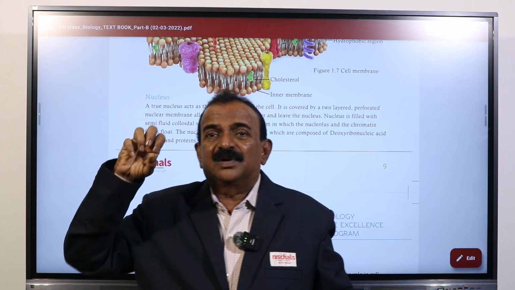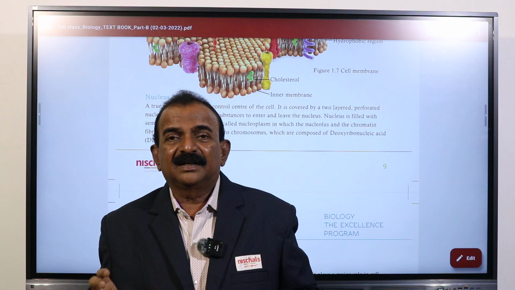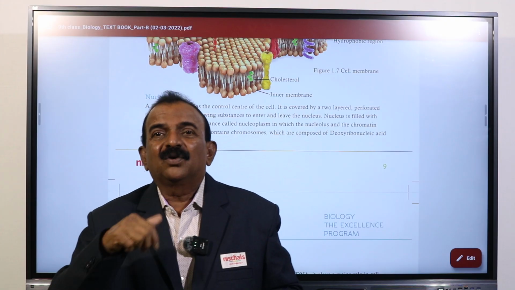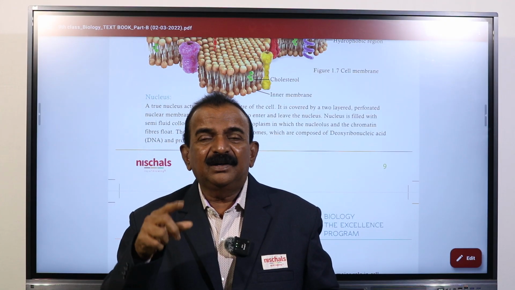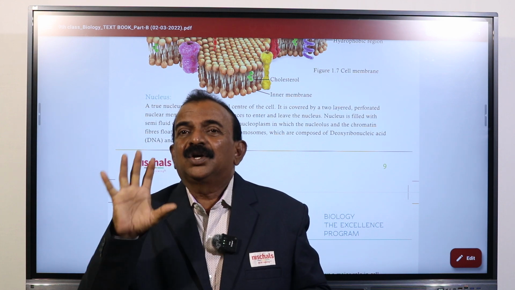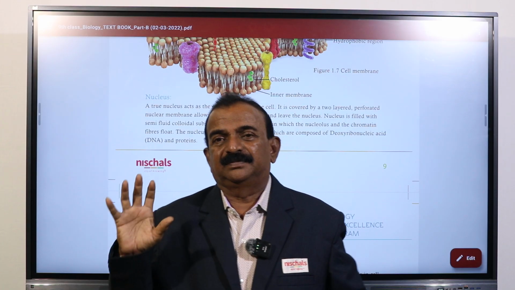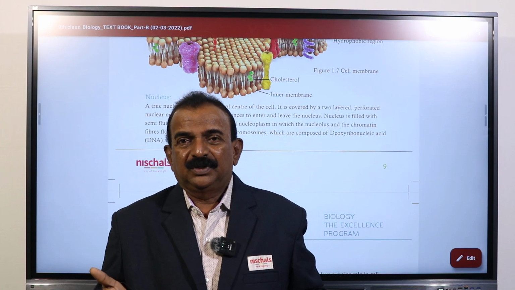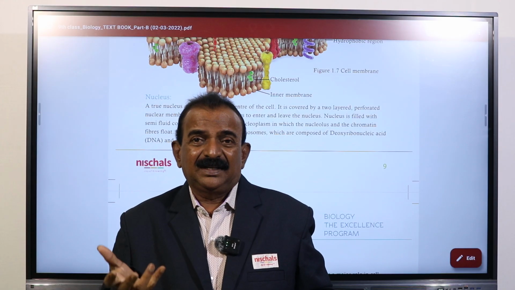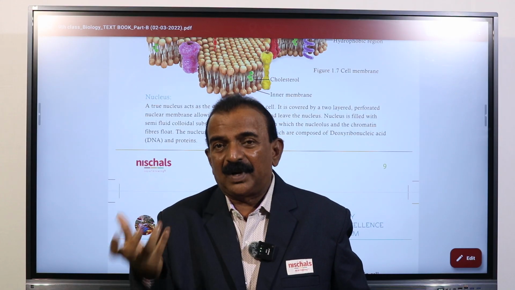And inside the nucleus there is a fluid material, a semi fluid colloid substance, and that is called nucleoplasm. This nucleoplasm consists of chromosomes, also called chromatin, and also the nucleolus. And these are floating in the nucleoplasm.